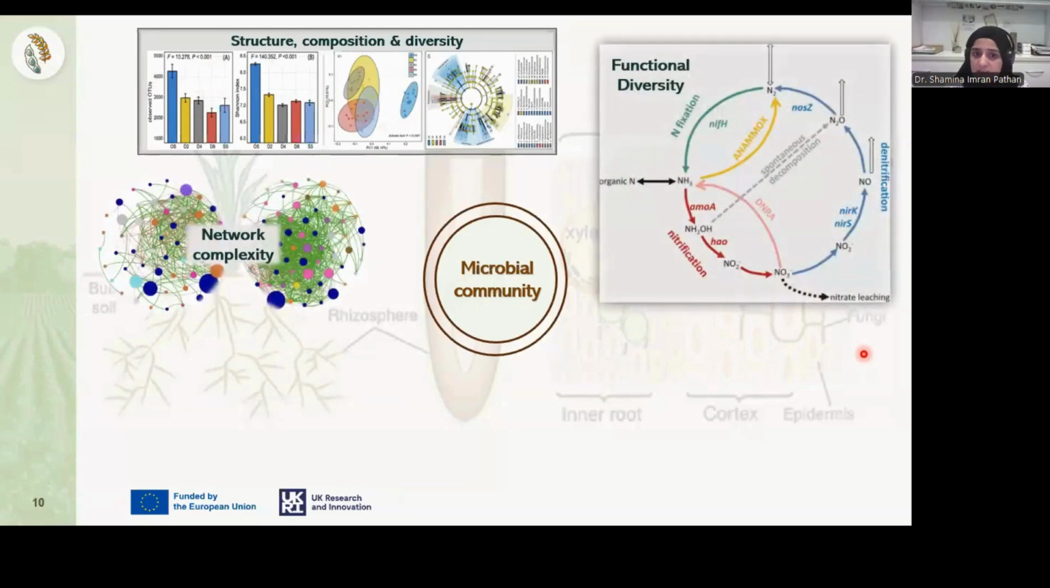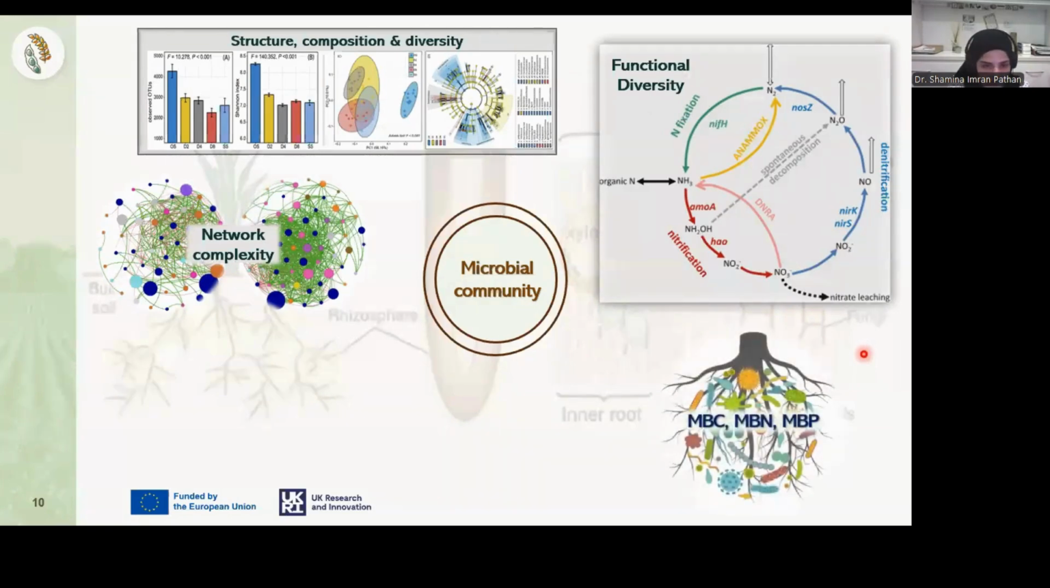Also the functional diversity. We are also looking into the different microbial genes involved in the different nutrient cycles and the carbon cycle: the nitrogen cycle, phosphorus cycle, and carbon cycle. Here I'm just showing the example of the nitrogen cycle, and we are covering almost all the genes involved in fixation, nitrification, denitrification, all of these.